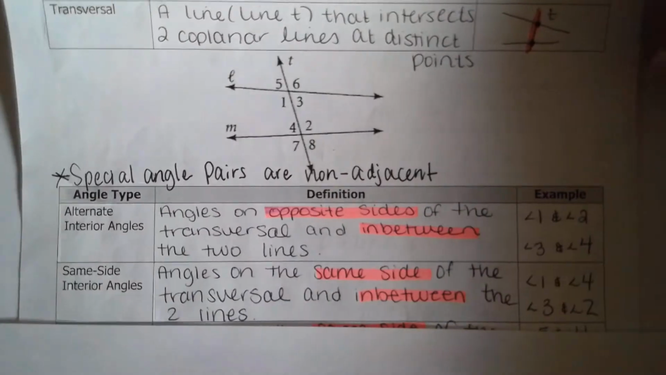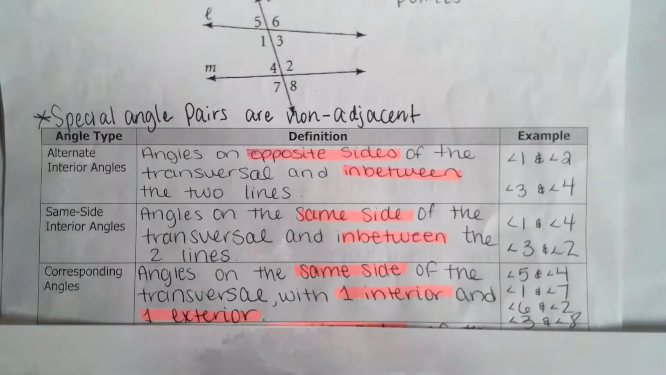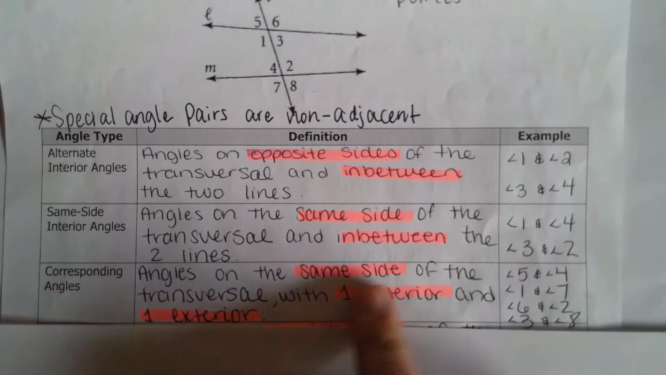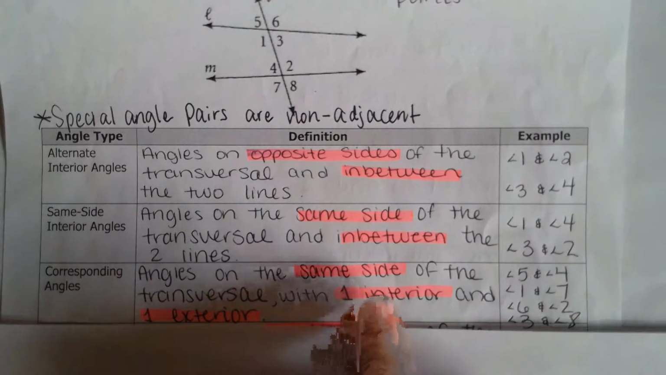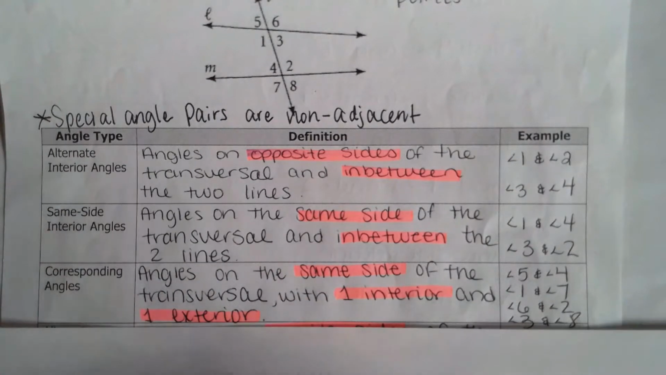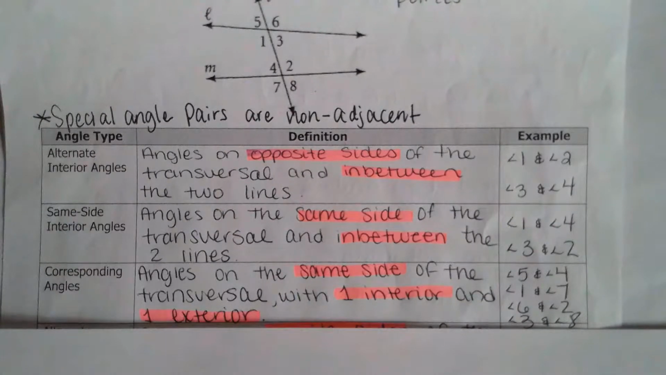All right, next type of angle is called corresponding. Corresponding angles are angles on the same side of the transversal with one interior and one exterior. So this one could be a little tricky. It's the only special angle that does not tell us where to look based off of its name alone. Corresponding angles are always on the same side of each other, but one is interior and one is exterior.